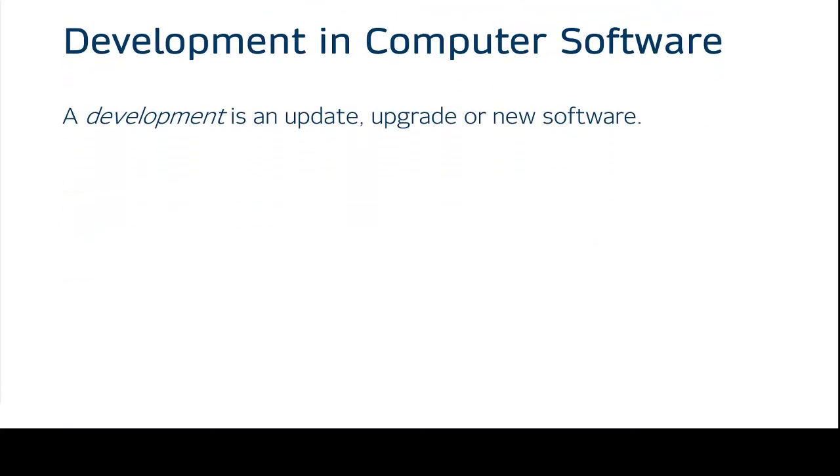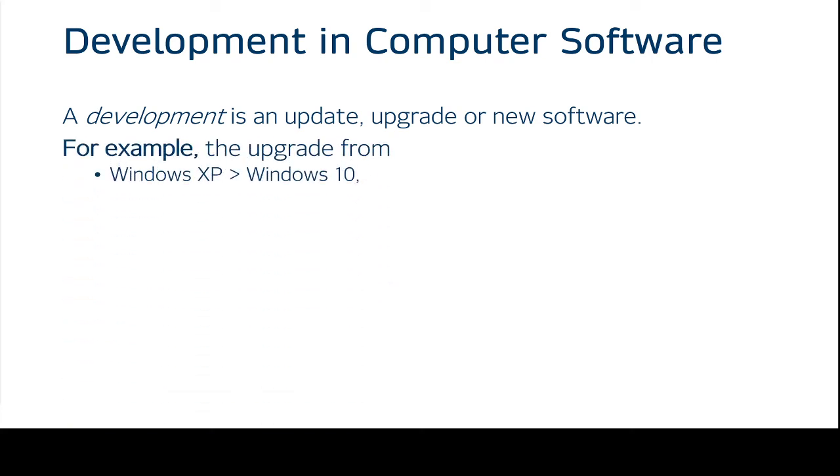Right, so this one is looking at a development in computer software. What it means by development is an update, upgrade, or new software, so it can be any of the three. It could be the same software just getting a bit of an update. It could be an actual upgrade, so the equipment or the software is completely changed, or it could be brand new software that hasn't been used before. And I'll use some examples.